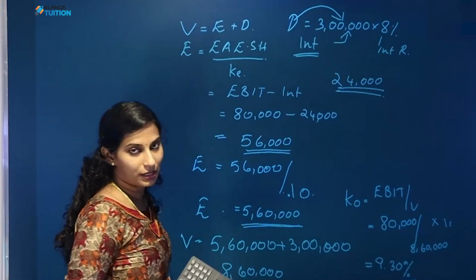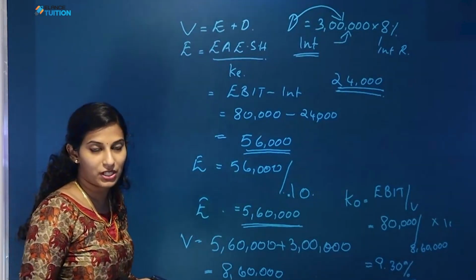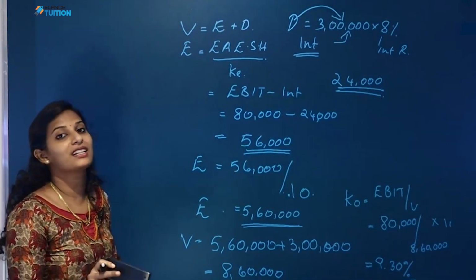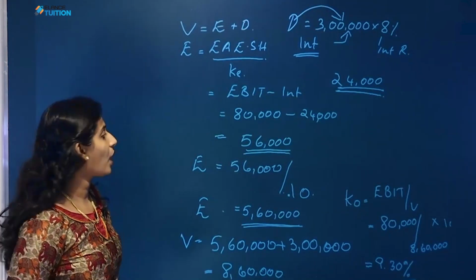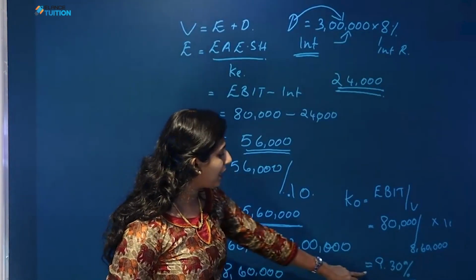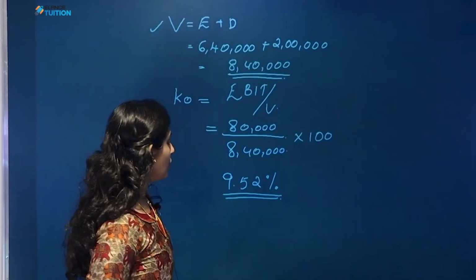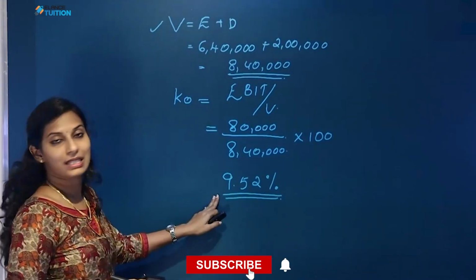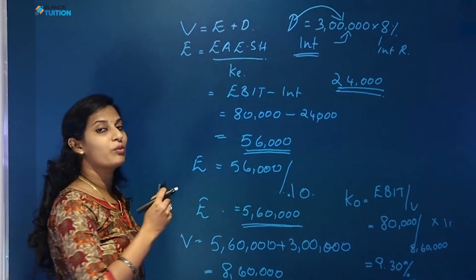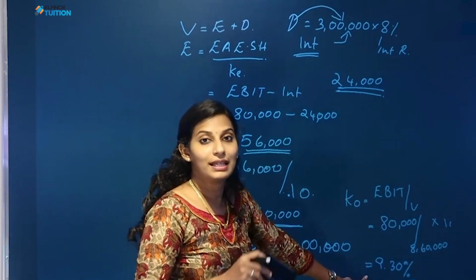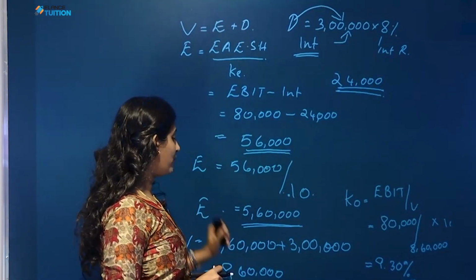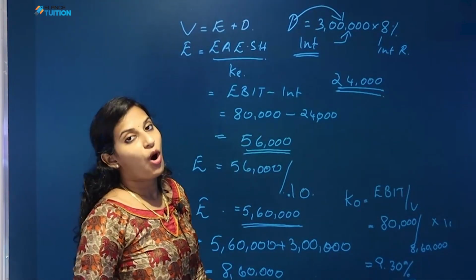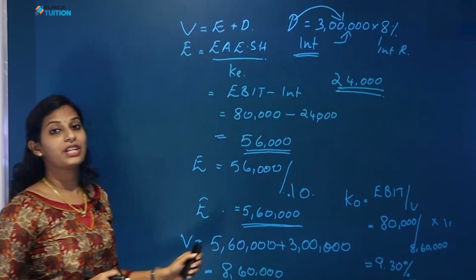So the net income approach also says the same thing: increased use of debt capital in capital structure increases value of firm and decreases overall cost of capital. Here value increased. Now the value is 8,60,000 and its overall cost of capital in the first case was 9.52 and in the second case it is 9.30. So at first when it was 2 lakh it is 9.52. When debt capital increases from 2 lakh to 3 lakh, overall cost of capital decreases and now it is 9.30. Okay, so when debt capital is used, that increases value of firm and decreases overall cost of capital. That is what the net income approach says.